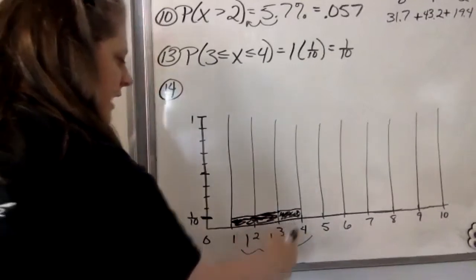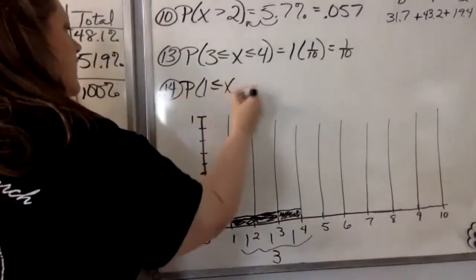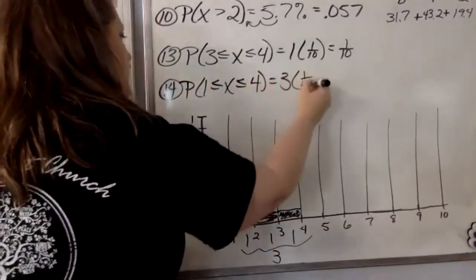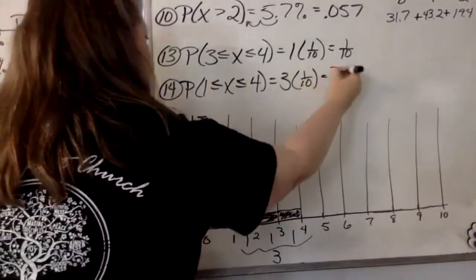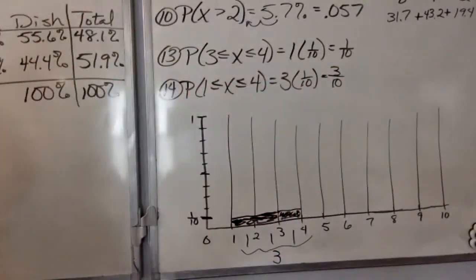You got 3 sections. So my probability that it's between 1 and 4 is 3 times 1/10, or 3/10. Okay, so that's using the uniform distribution.